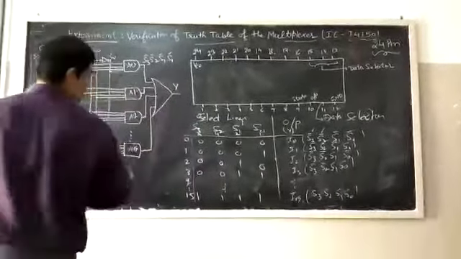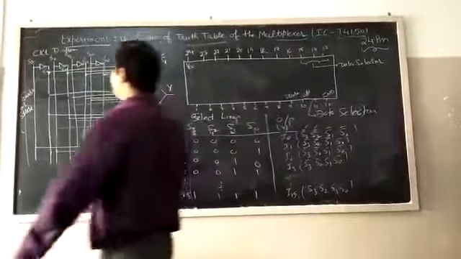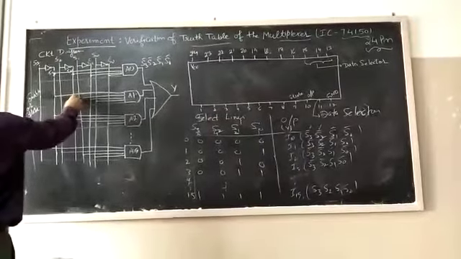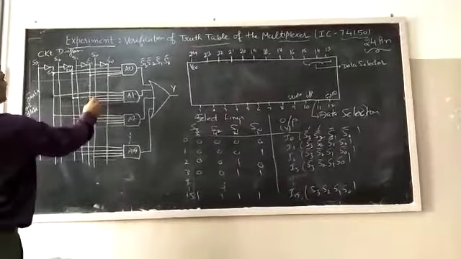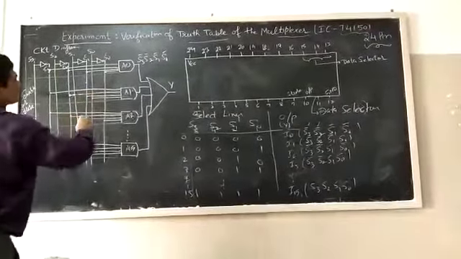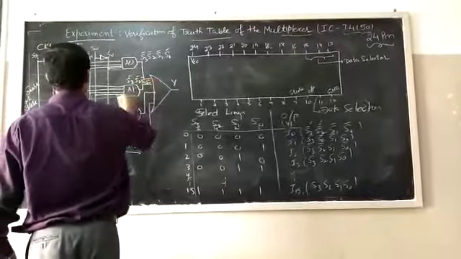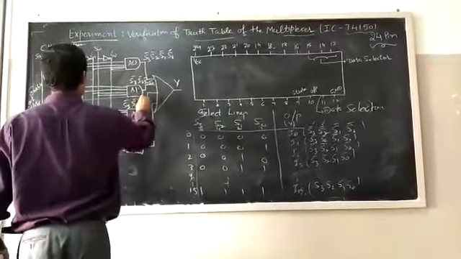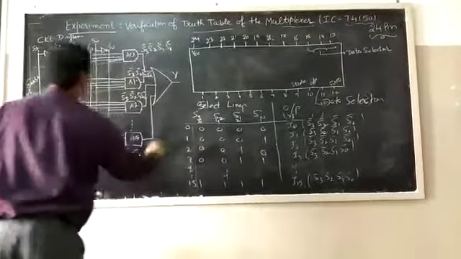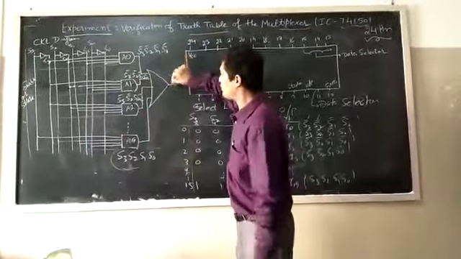Now for A1, you will get S3 bar, S2 bar, S1 bar, S0. So here this is S3 bar, this is S2 bar, this is S1 bar, and this is S0. Similarly, you will get S3 bar, S2 bar, S1, S0, and so on up to S3, S2, S1, S0. If you combine all of these in one gate, that is an OR gate, this will be the output.